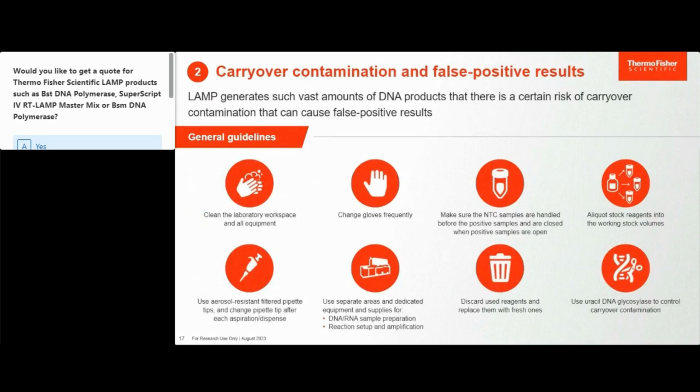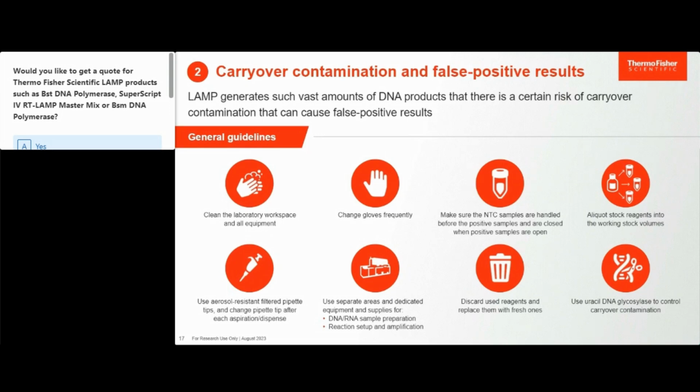Another significant thing to consider for reliable target detection is the potential for carryover contamination and false positive results. LAMP is a method that can generate vast amounts of DNA products, and there is a certain risk of carryover contamination that can cause false positive results. To avoid the contamination, we recommend to follow these guidelines in your laboratory.